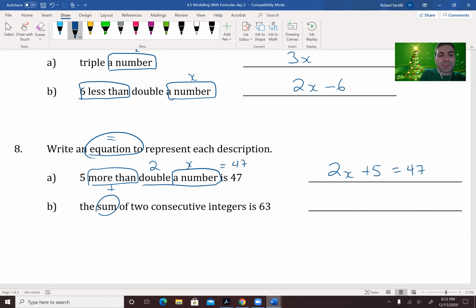The sum, addition, of 2 consecutive integers is 63. Well, the first number is going to be X. The second number, we learned this last day, is X plus 1 equals 63. You can also do this simplified. So 2X plus 1 equals 63. You can do that if you like. The sum of 2 consecutive numbers. And that's where it would stop. You're not going to go solving for x. It didn't ask you that. It asked you to write an equation to represent each description. Okay, so let's move on.